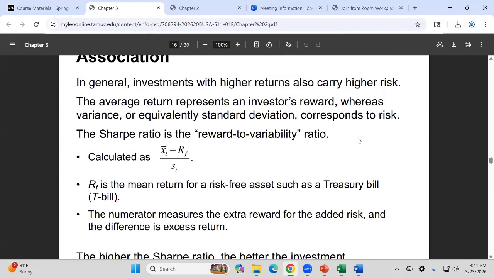How can we use the centrality and the dispersion for business analytics? Here is an example. If you study finance, you will get in touch with a concept called the Sharpe ratio. Sharpe ratio basically measures how much additional profit you can get if you take one additional unit of risk. And this is the equation to calculate Sharpe ratio.